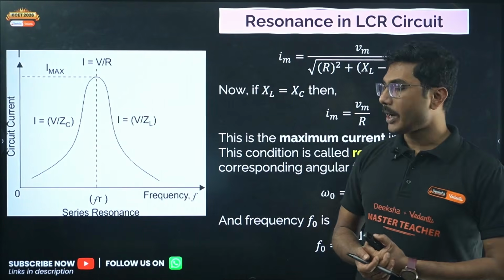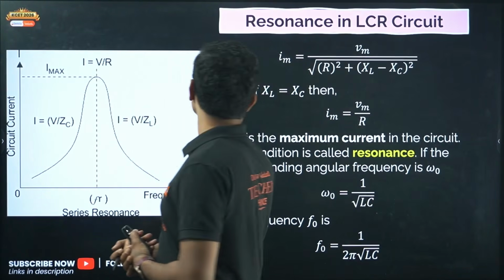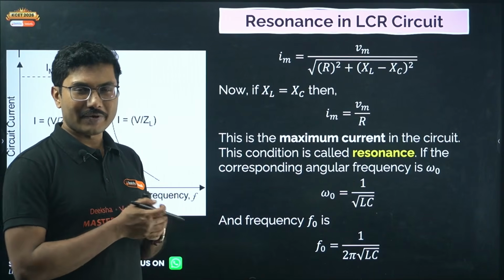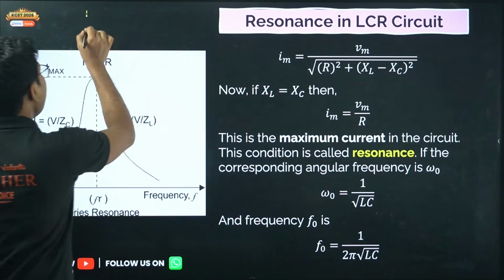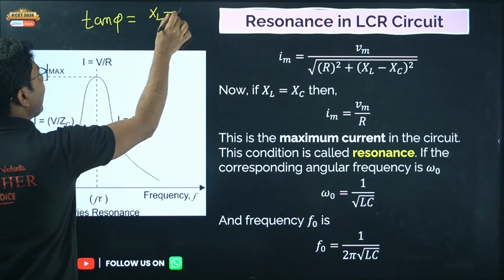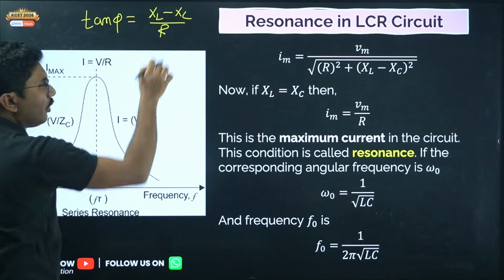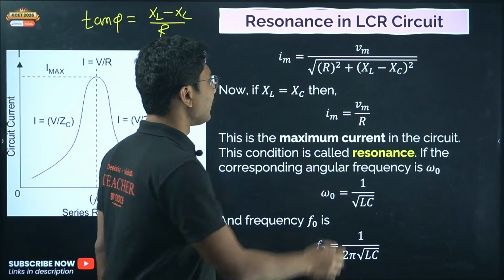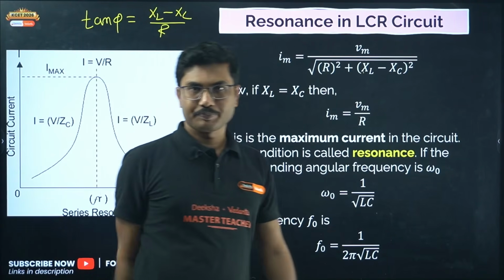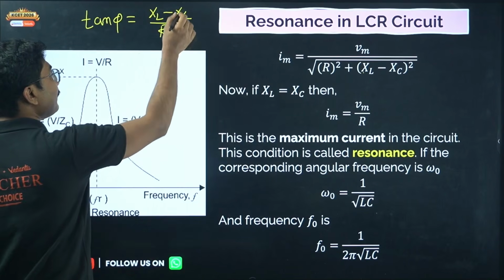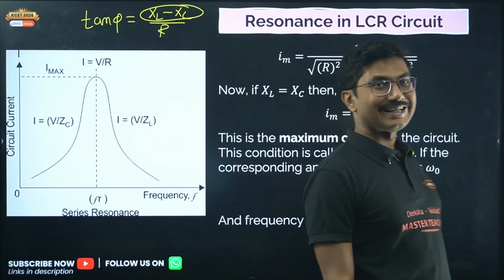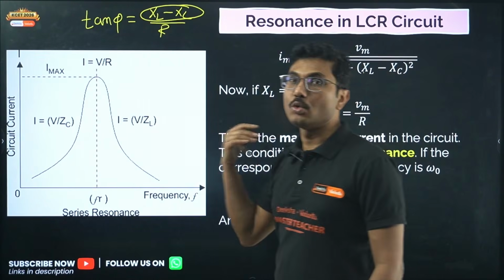Next, resonance in an LCR circuit. Very, very important part. We have seen that tan phi equals (XL minus XC) by R. Also, the impedance was given by the square root of R square plus (XL minus XC) whole square. Now, what would happen if the XL and XC values match, means they are equal to each other?